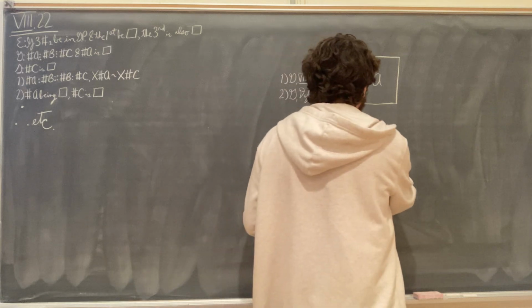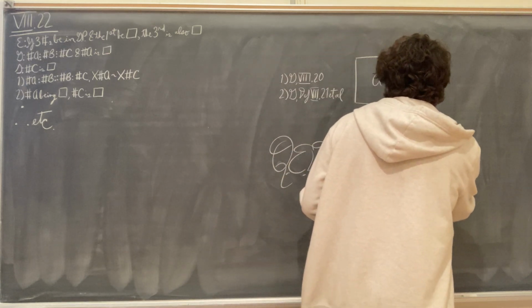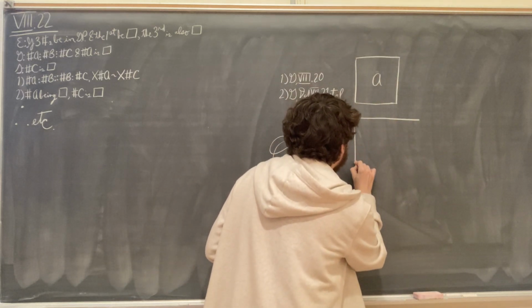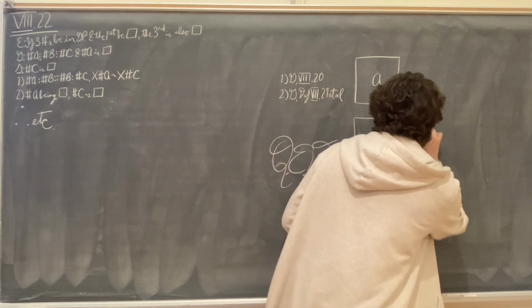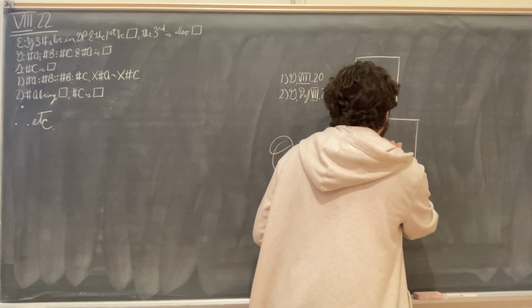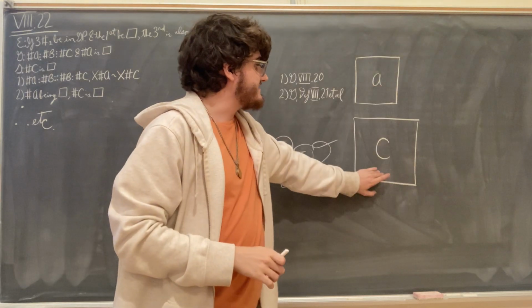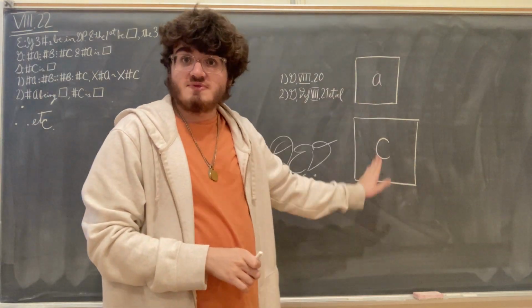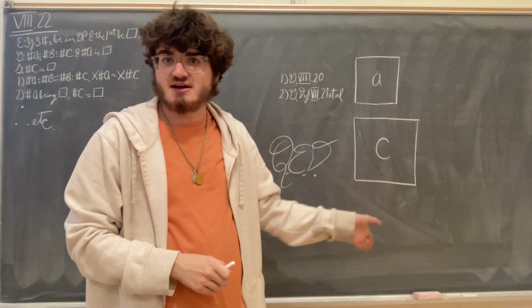And so the number C being similar to the number A, therefore also has to be a square. So A and C are similar. A is a square, therefore C is also a square.